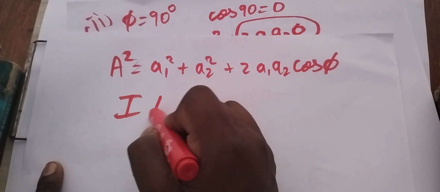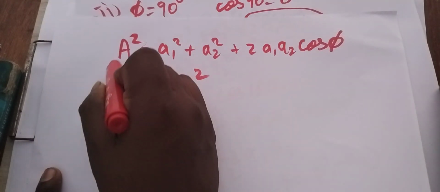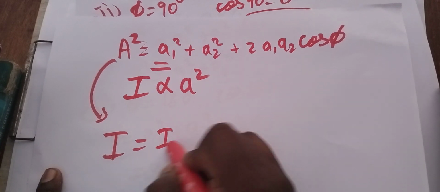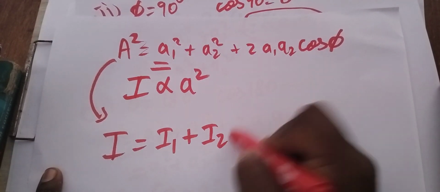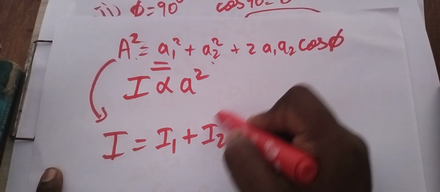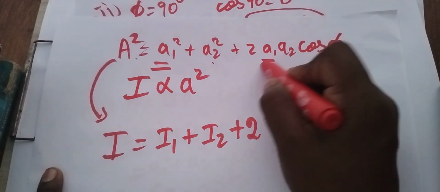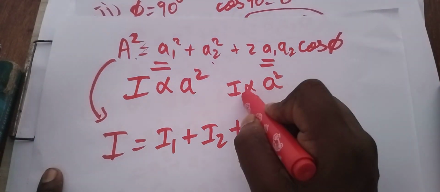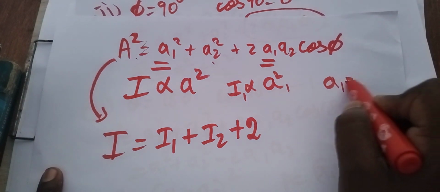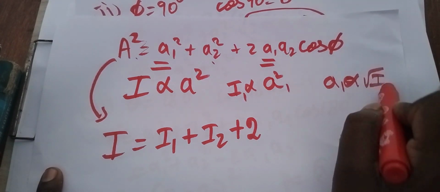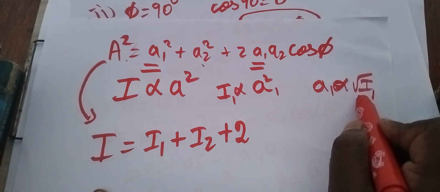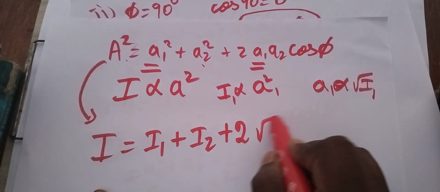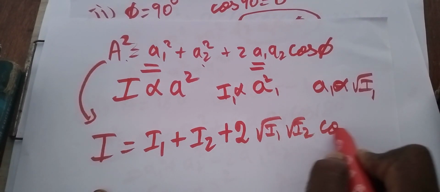We know intensity is directly proportional to the squaring of amplitude. So total amplitude will have total intensity. First amplitude will have I1 intensity, second amplitude will have I2 intensity, because the square is there, I am writing directly intensity, plus 2 times A1 A2. Since intensity is directly proportional to the square of amplitude, A1 we can call root of I1. Amplitude is root of intensity, so root I1 root I2 cos phi.